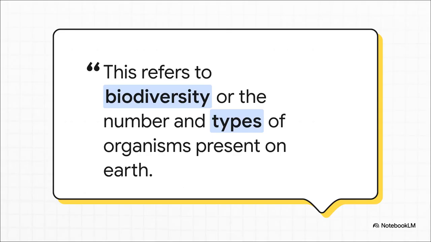And that leads us straight to a golden line, and I mean word for word, from your NCERT textbook. This massive variety of life is called biodiversity. You've got to remember this exact definition, the number and types of organisms present on Earth. Seriously, they can ask questions directly from lines just like this one.